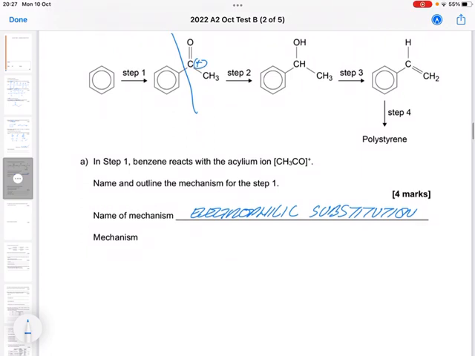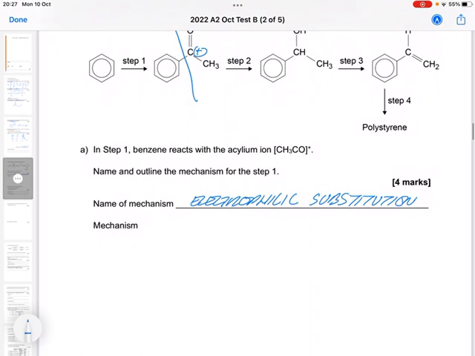So I'm not asked to draw a reaction or write a reaction for the production of the electrophile, so I'm going to go straight into the mechanism. So there's benzene, and then I've got CH3, so a curly arrow from or just inside the ring there, so 1 mark for that.